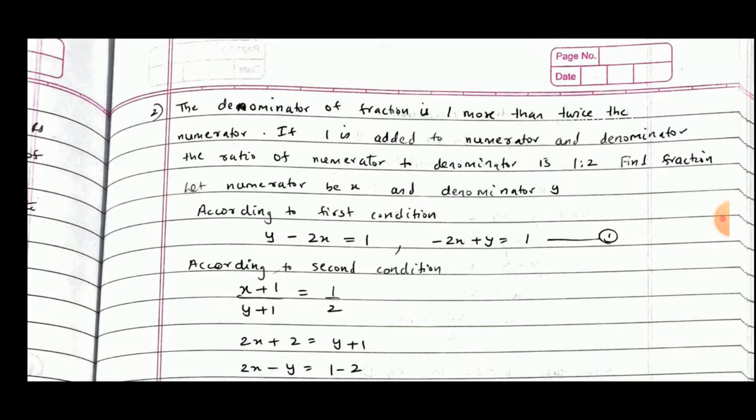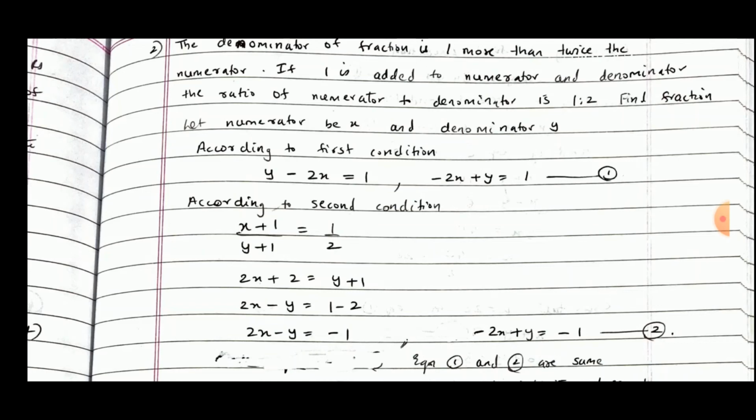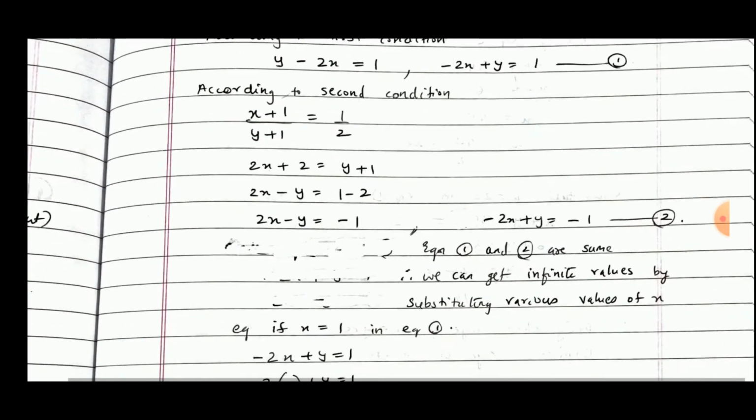Now if 1 is added to the numerator and to the denominator, the fraction becomes half. So x plus 1 upon y plus 1 is equal to half. So cross multiply, 2x plus 2 is equal to y plus 1. So 2x minus y is equal to 1 minus 2. So 2x minus y is equal to minus 1. So minus 2x plus y is equal to 1.